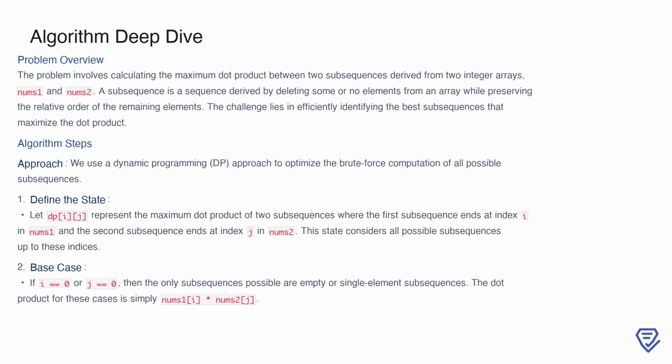The key idea is to define a state, dp[i][j], which represents the maximum dot product of two subsequences where one ends at index i in nums1 and the other at index j in nums2. This allows us to break the problem into subproblems. For the base case, if either i or j equals 0, the subsequences involved are either empty or consist of a single element, so the dot product is simply nums1[i] times nums2[j]. This sets the foundation for building the solution iteratively.